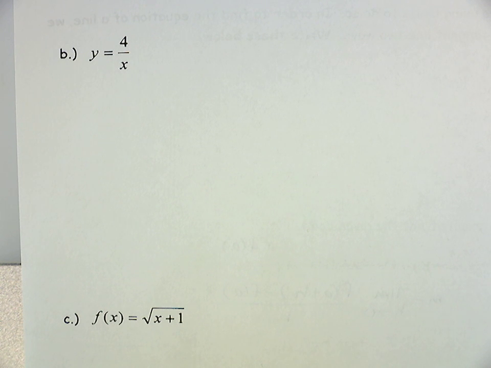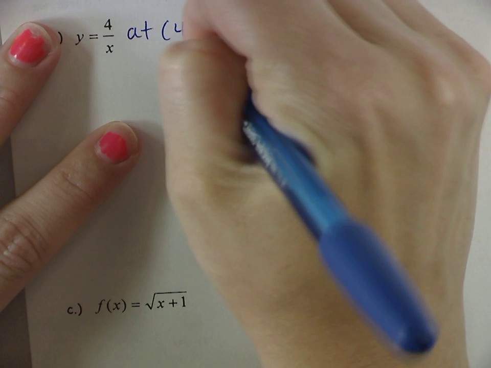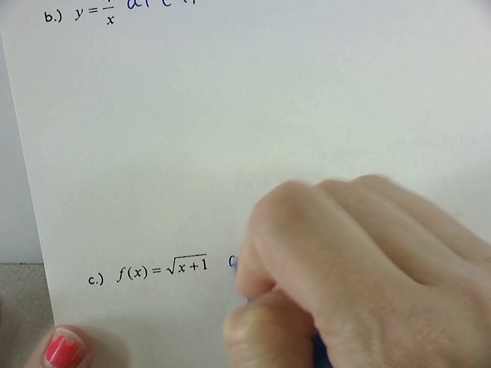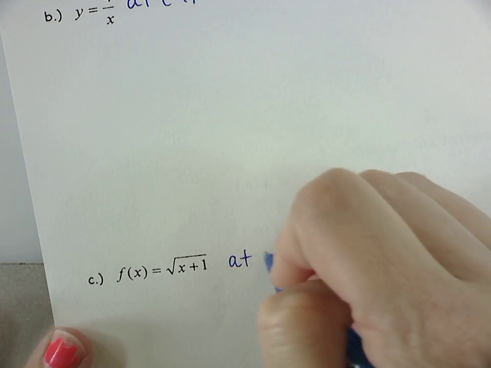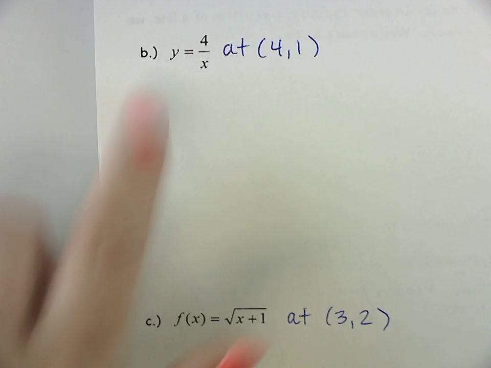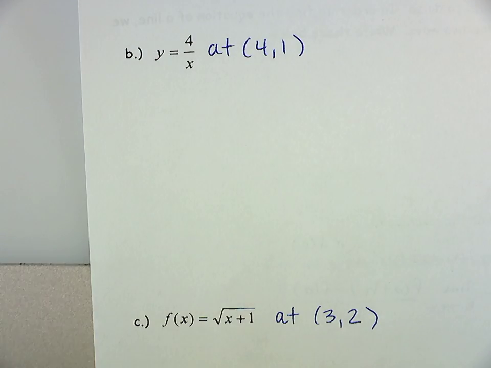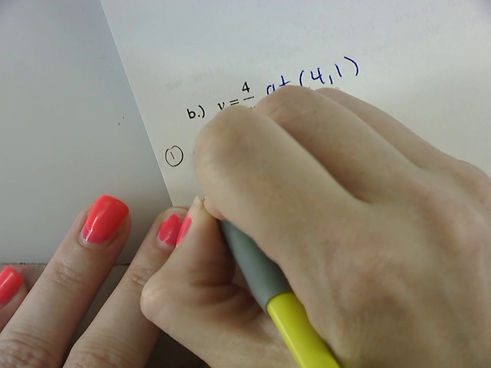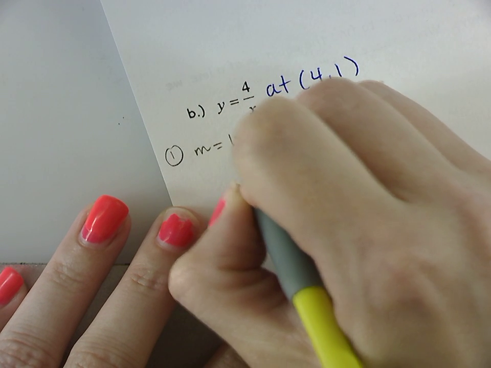Okay, so let's do part B. Okay, so for part B, really you can use either equation you want for part B. What's that? Oh yeah, sorry. For B, this should have been given to you. This is at 4-1. Okay, and then for C, this is at 3-2. Let's actually, for B, we'll do this together and we'll use this.